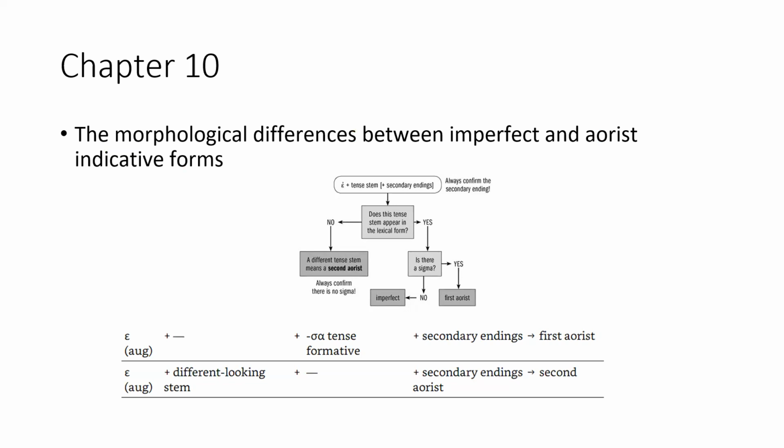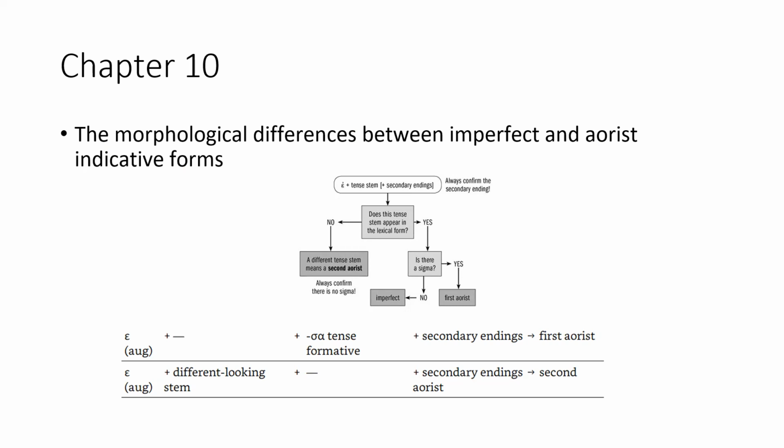So let me run through the chart again. You've got the augment, epsilon, plus you've got a tense stem, and you've got a secondary ending. You need to ask, does this tense stem appear in the lexical form? If no, it's a different tense stem, then that means it's going to be a second aorist, but you should confirm, double check, look, and make sure there's no sigma.